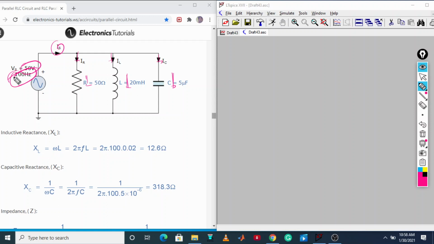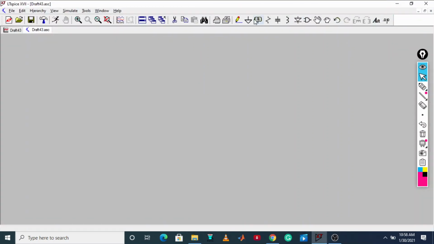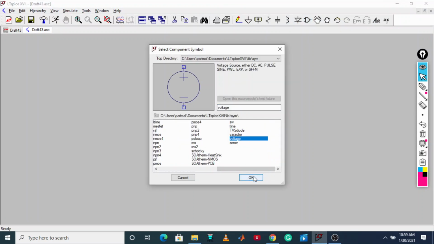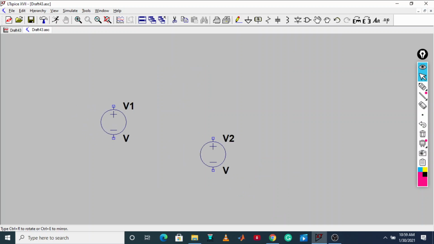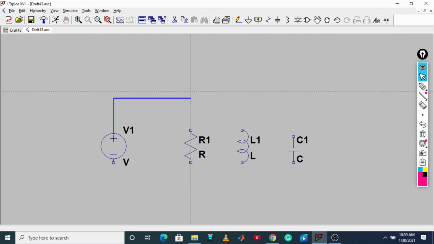Now let us first make this circuit in LT Spice. This is your LT Spice. Now let me make the circuit. Just make it bigger, go to component, take the voltage, and take R. Press the escape button, then take L, then take the capacitance. Now this is your parallel circuit. Now connect it with the wire. This is how it is connected.